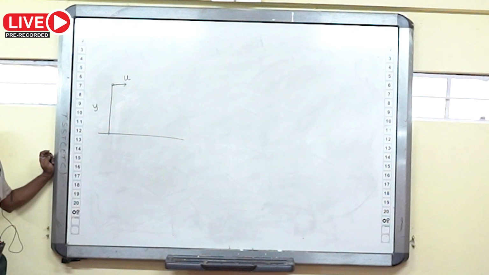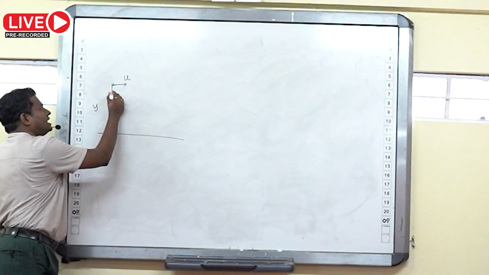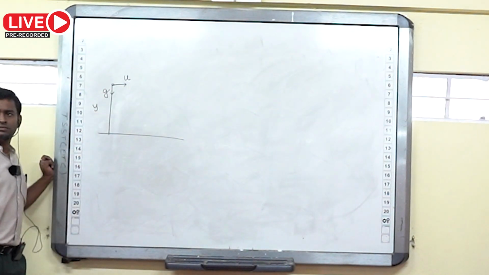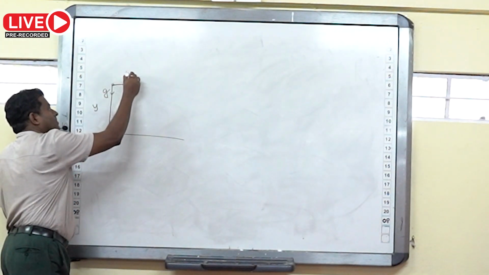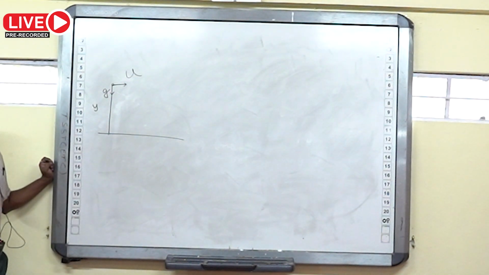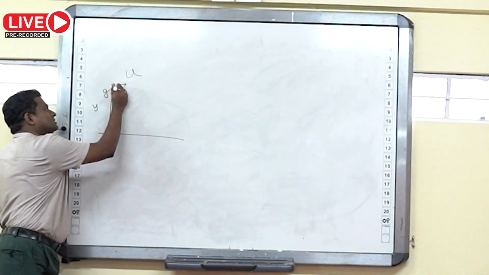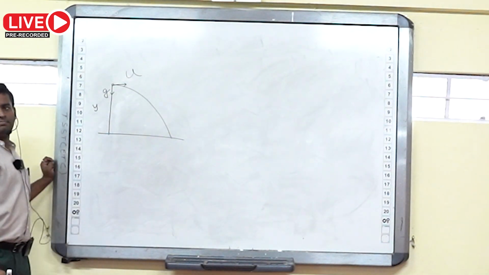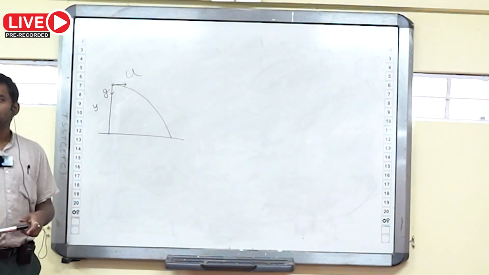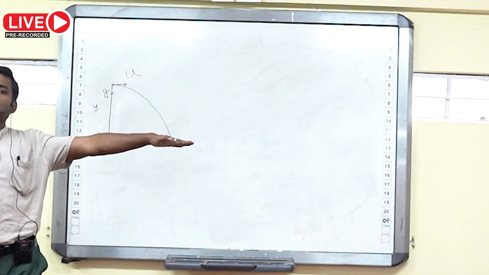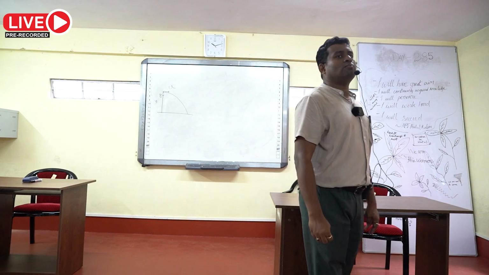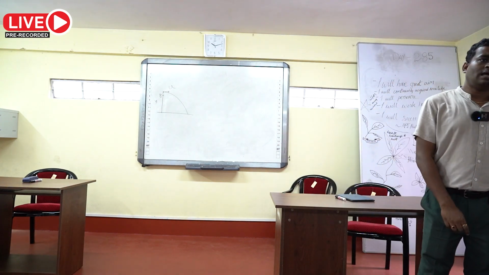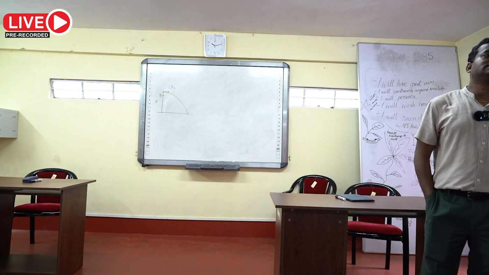and gravity is constant and acting vertically downward. Means this is the direction of the acceleration due to gravity. Okay. Now, the motion of the particle will be like this. So it is not going continuously along the horizontal direction because gravity pulls it downward, so the motion will be in a parabolic path and it will fall on ground after a certain distance.